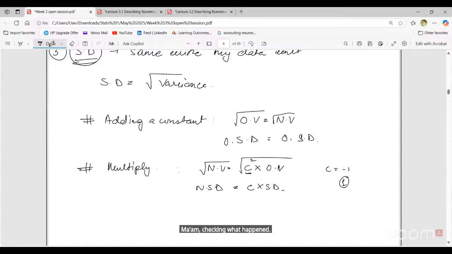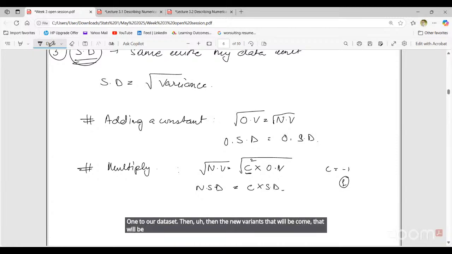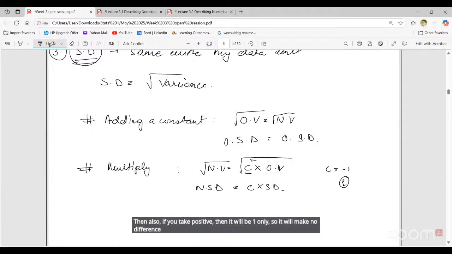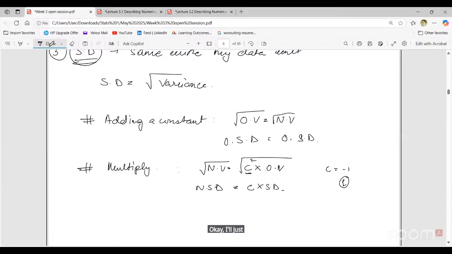Suppose I have a data set and I add 1 to it, then the new variance will be 1 times the old variance. And if we subtract, that is add -1, and we take positive, then it will be 1 only. So it will make no difference, whereas actually there will be a difference. Okay, I will check it, and maybe in the next session I'll clear this out.